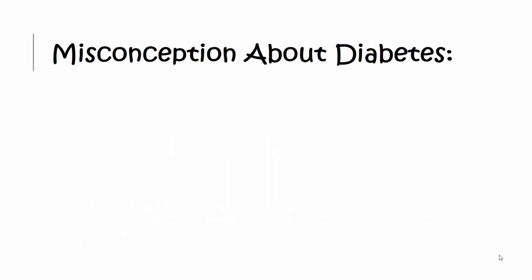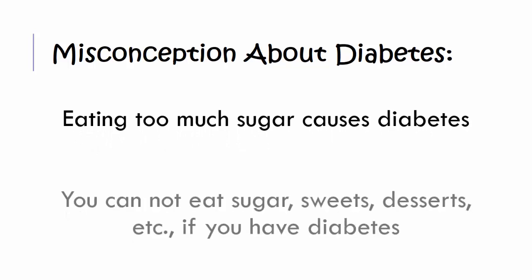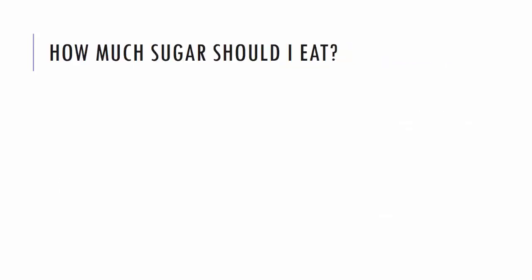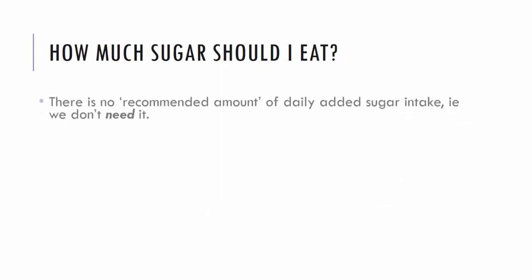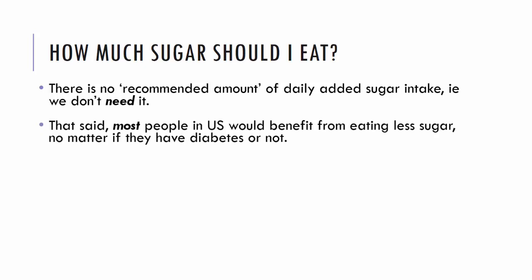The next misconceptions about diabetes that we're going to talk about are that eating too much sugar causes diabetes, or that if you have diabetes, you cannot eat sugar, sweets, or desserts. Oftentimes that has people ask, well, how much sugar should I eat? There's no recommended amount of daily added sugar. That means that we don't need it. We typically get enough carbohydrates from the foods that we eat that is naturally in those carbohydrates. That said, most people in the U.S. would benefit from eating less sugar, no matter if they have diabetes or not.